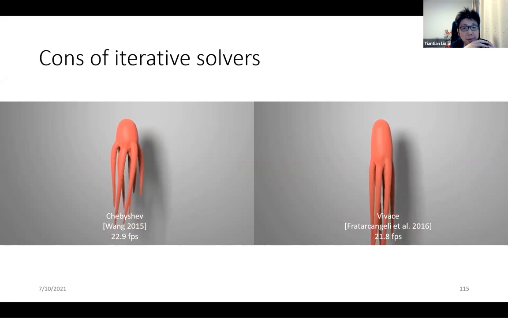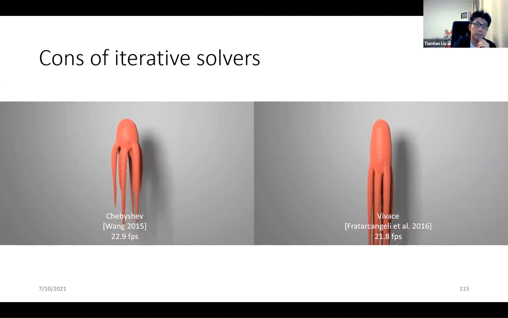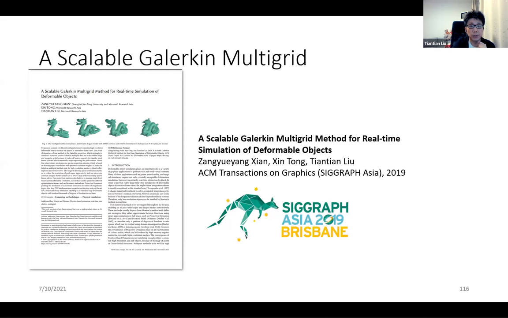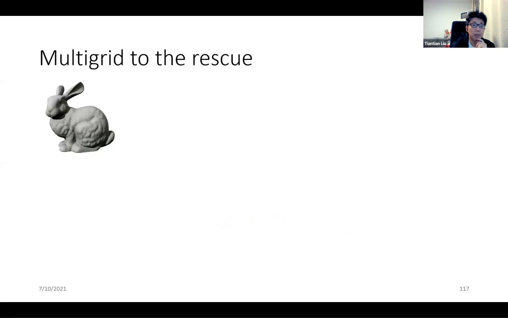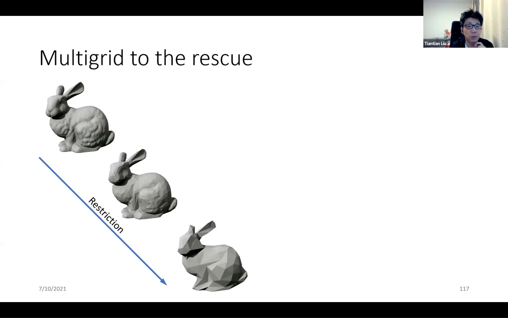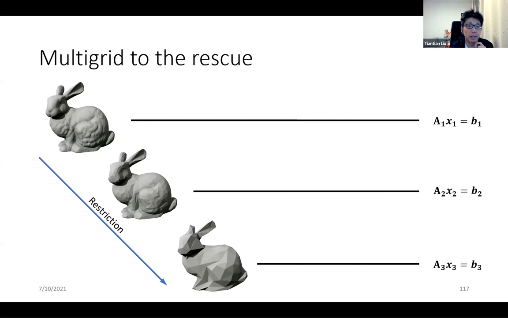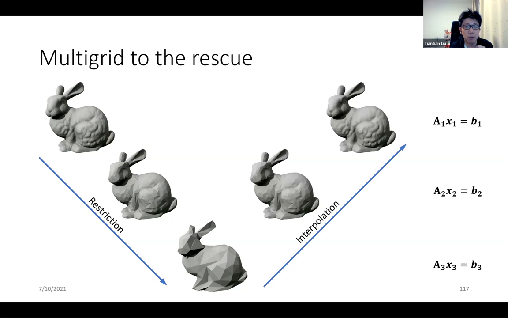However, since these stationary iterative solvers are notorious at reducing low-frequency errors, they will make the simulated object softer or stretchier if not converging well, like this octopus here. We can therefore resort to a multigrid solver for the rescue. The key idea of multigrid is to only solve a linear system very crudely using Jacobi or Gauss-Seidel iterations, which are referred to as smoothers, and pass the residual to coarser levels to be further smoothed. Then the coarse level passes the correction back to the finer levels, and we do some extra post-smoothing to the system to get an approximated solution.